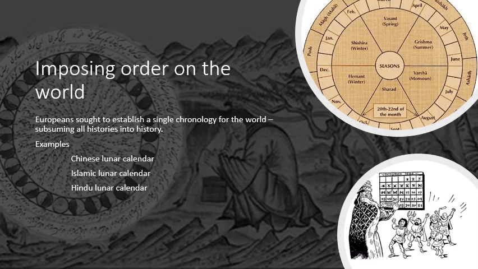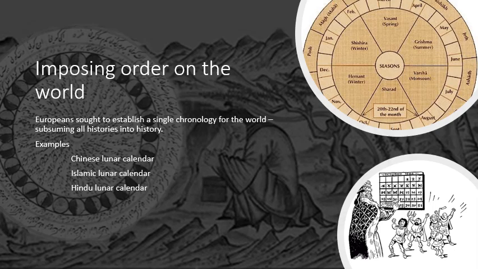One of the main things that European powers tried to do as they expanded across the globe was impose order on what they thought was a disordered world. As your reading mentioned, the one by Tim Taylor on exoticism and opera, one of the first things they did was try to impose a single chronology across the world, an attempt to subsume all local histories into one grand history. Part of what they did was impose the Gregorian calendar, the European way of counting time, throughout their territories.